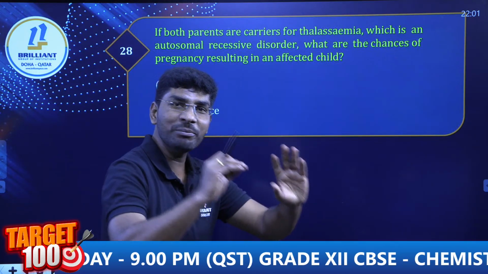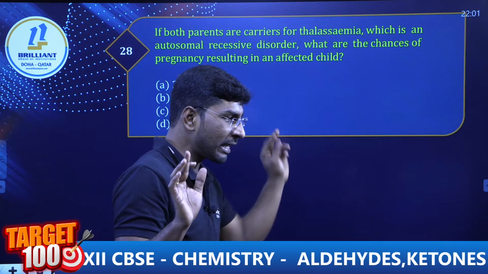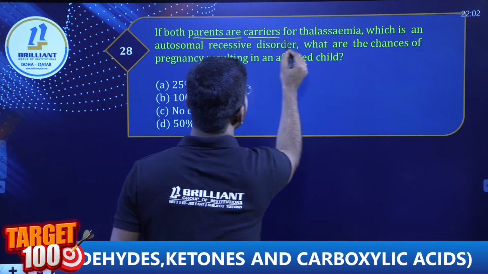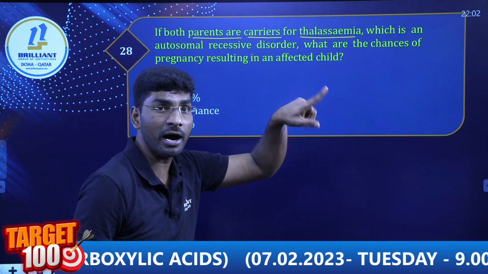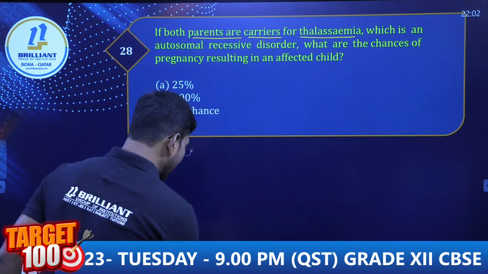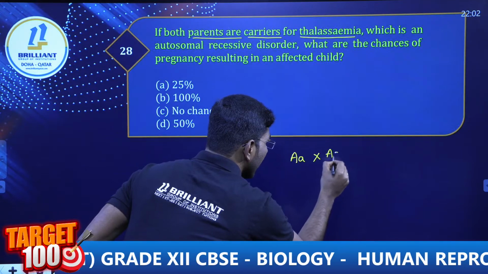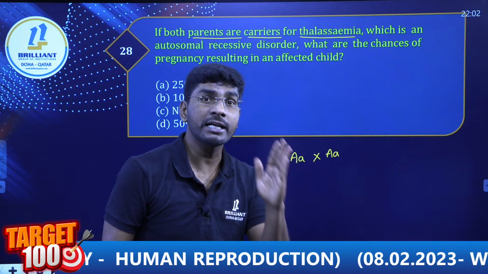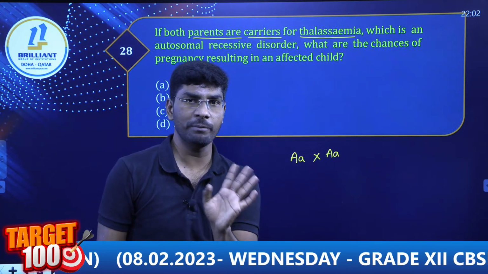Simple question again, what they call a sex linked inheritance question. Can you do this? Take a pen and paper and do this question. Both parents are carriers for thalassemia. I'm sorry, this is not sex linked, this is autosomal thalassemia. Both parents are thalassemia carriers. So I can simply write capital A small a cross with capital A small a. Sir, why did you take capital A small a? Because it is autosomal recessive. For autosomal recessive you can take it like this, no problem.